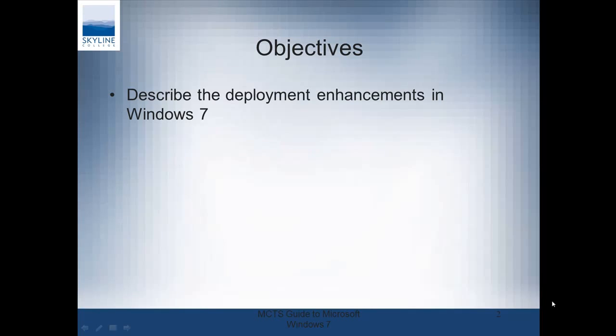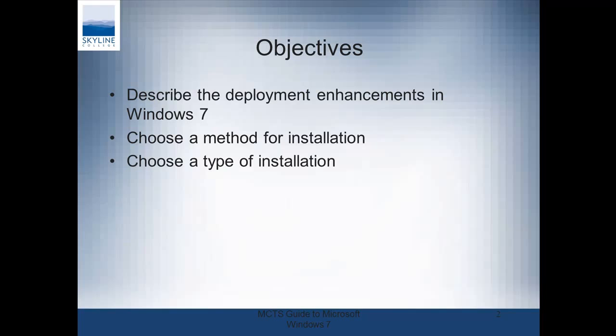So the objectives: describe the deployment enhancements in Windows 7. Choose a method for installation. If you only have one machine, you may use the DVD or mounted ISO. You may use a bootable flash drive, a number of different ways to do that. You may use a network share. You may use a Windows deployment server, which we'll talk about at the end and go through the process of how to do one. You'll install one and load the image in the server class, but just so you know what it is and how it works. It is really painfully slow in virtual machines, I'll tell you that.